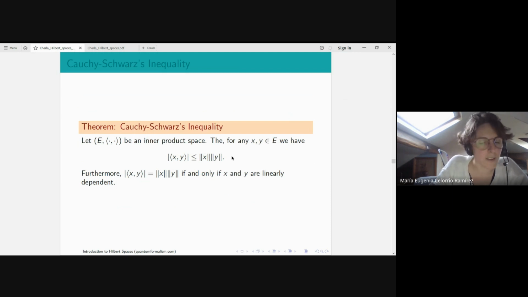This kind of seems intuitive. On top of that, we can say something else. We can say that we are going to reach the equality if and only if x and y are linearly dependent. So this is actually a really strong theorem because it's giving us a very nice bound for the modulus of the inner product, but it's also giving us an equality, and it's giving us the condition of when this equality is going to happen. So we're going to see the proof of this now.